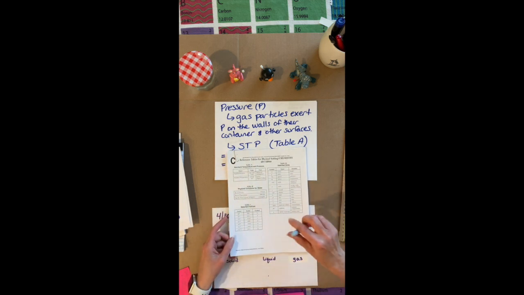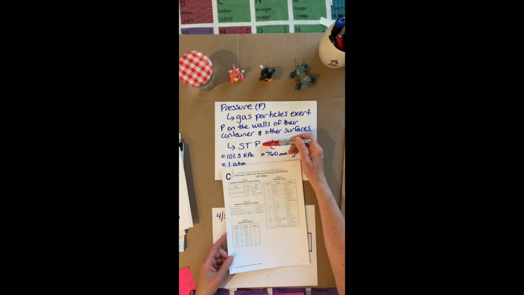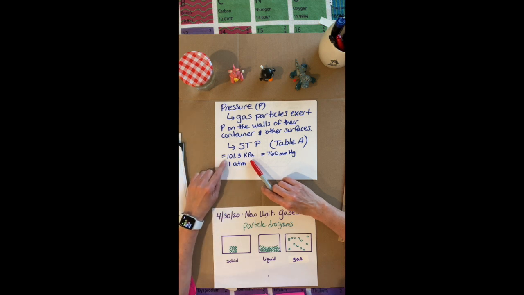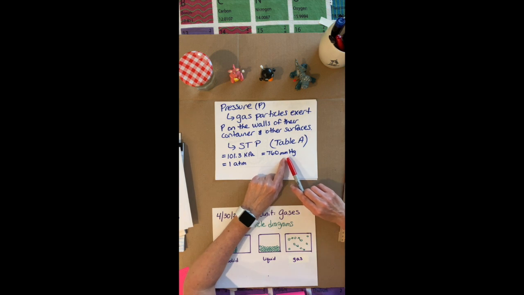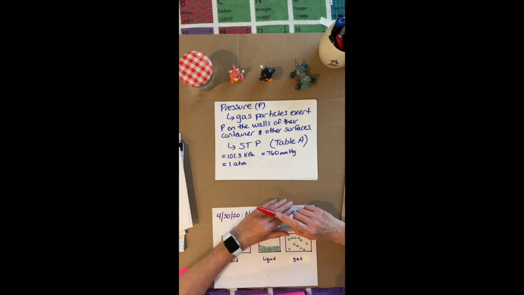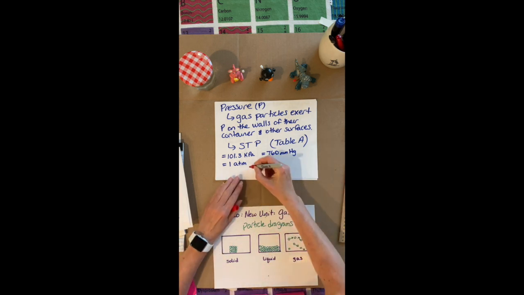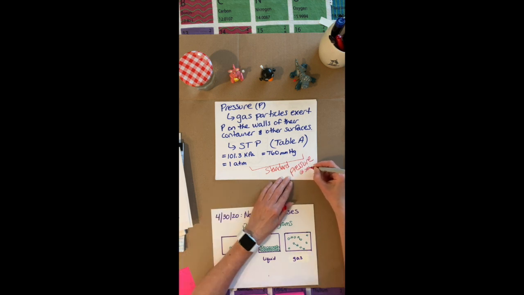The first one I want to highlight is Table A, Standard Temperature and Pressure, which is abbreviated STP. It references several units of measurement: kilopascals, atmospheres, and millimeters mercury. All of these units with their values are all equivalent to each other, and they are all considered to be standard pressure at sea level.